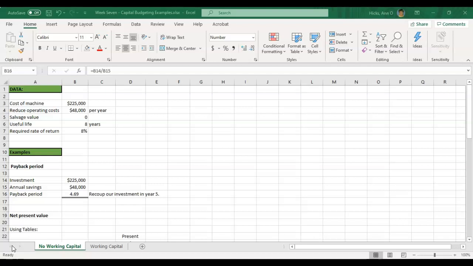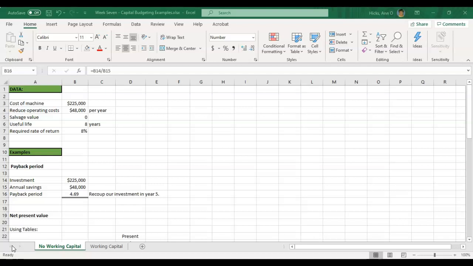Now, notice we're totally ignoring that required rate of return. There is no time value of money being considered here. It is strictly $48,000 a year. How long will it take? So the required rate of return is not our benchmark here. If we're using the payback period, what we're going to look at is how long we are comfortable with it taking us to recoup our investment.